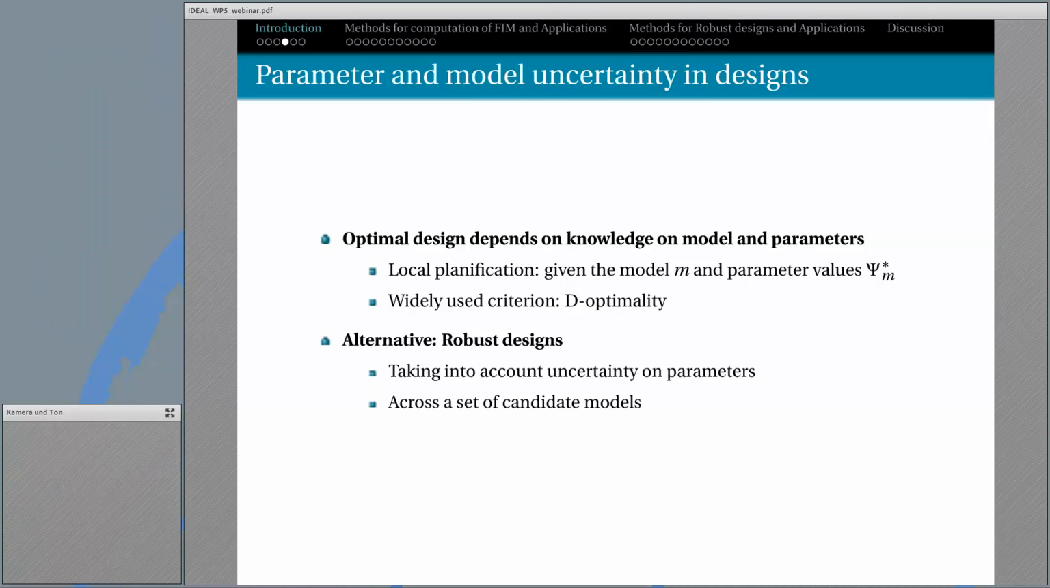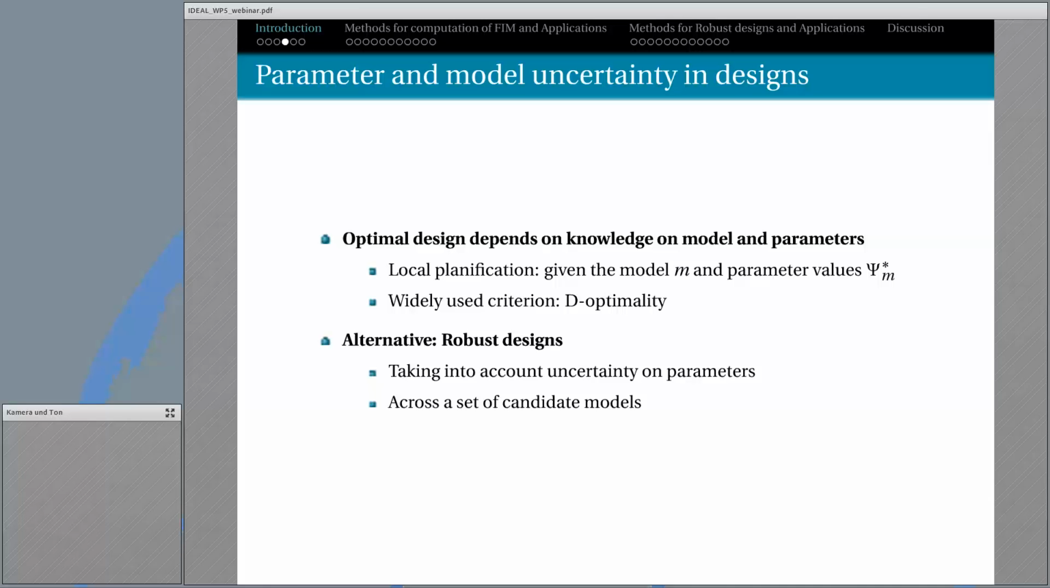Another problem we have when we do optimal design is, as you know, we have to pre-specify, or specify a priori, the model and the values of the parameters. This is called local planification, where the model M is given, and a priori values of the parameter, psi star M, are given. Then optimization is usually done by computing D-optimality, which is the determinant of the Fisher matrix, which we try to maximize.